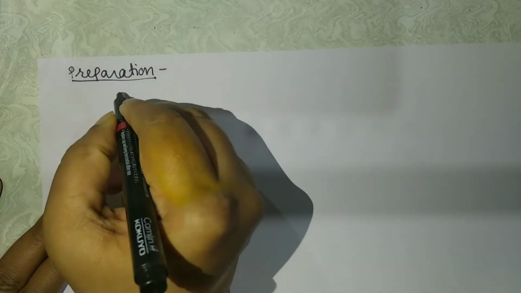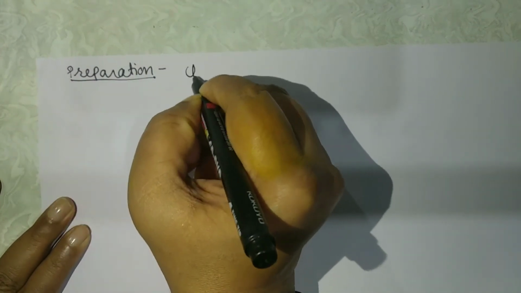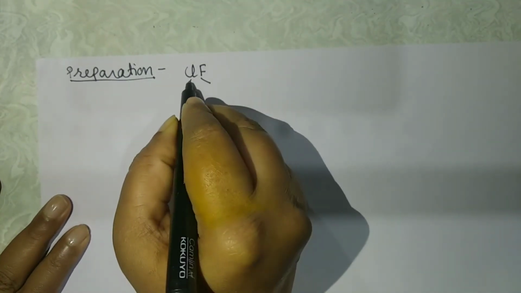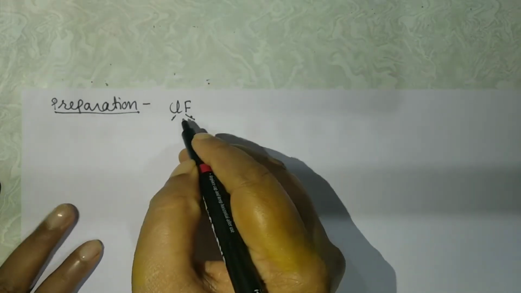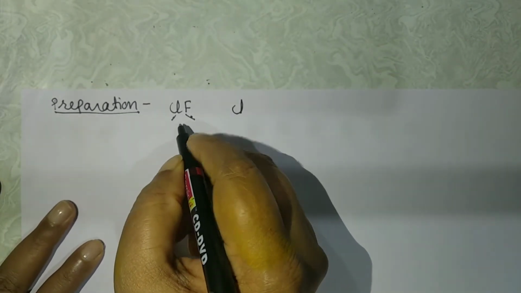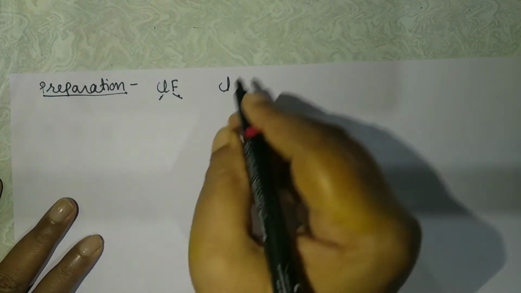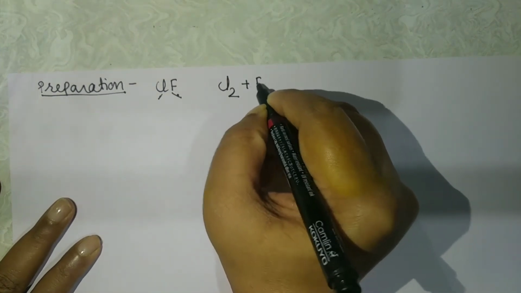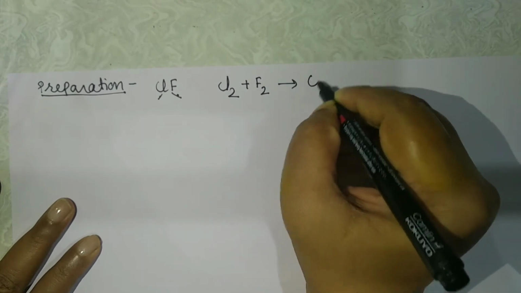Let's say, for example, I have to prepare ClF. Which two halogens are there? Chlorine and fluorine. So what will be the reaction? I'll simply write, because you know, students, that halogens are diatomic in nature and therefore they will normally exist in the diatomic form. So how will I write this? This will be Cl2 plus F2 gives ClF.